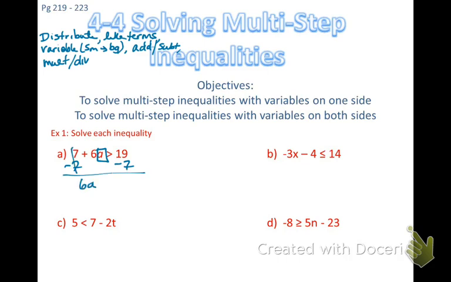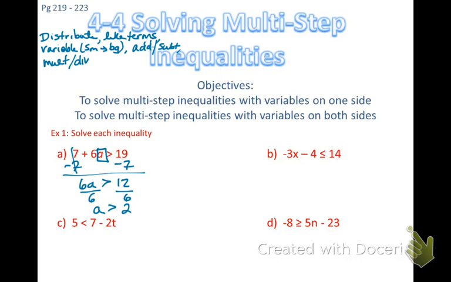So it's 6A is greater than 12. And now multiply or divide. Well, 6 is multiplying, so we need to divide. So A is greater than 2. Remember, I did not switch the inequality because I wasn't multiplying or dividing by a negative.